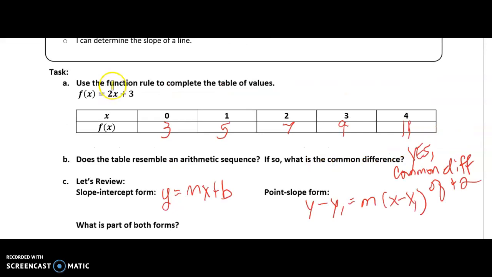So you see here in our function equation, f of x equals 2x plus 3, the m value is 2, right? It's in slope-intercept form, and because it's in slope-intercept form, it's easy to identify the m value. That's 2, right? And it is not a coincidence that that value is the exact same value as the common difference of a positive 2.